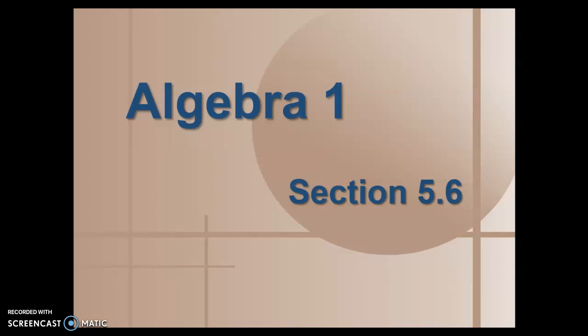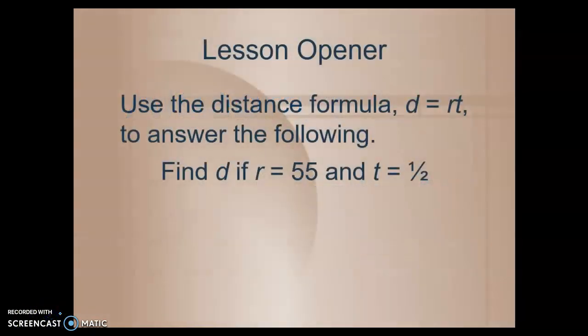Before we get started, let's do a quick review of distance, rate, and time. A special type of relationship, just to see if you remember how to plug numbers into an equation and solve for a variable. So go ahead and, on your own, find the distance if rate is 55 and time is 1/2. When you plug those in, 55 times 1/2, you get that your distance is 27.5.